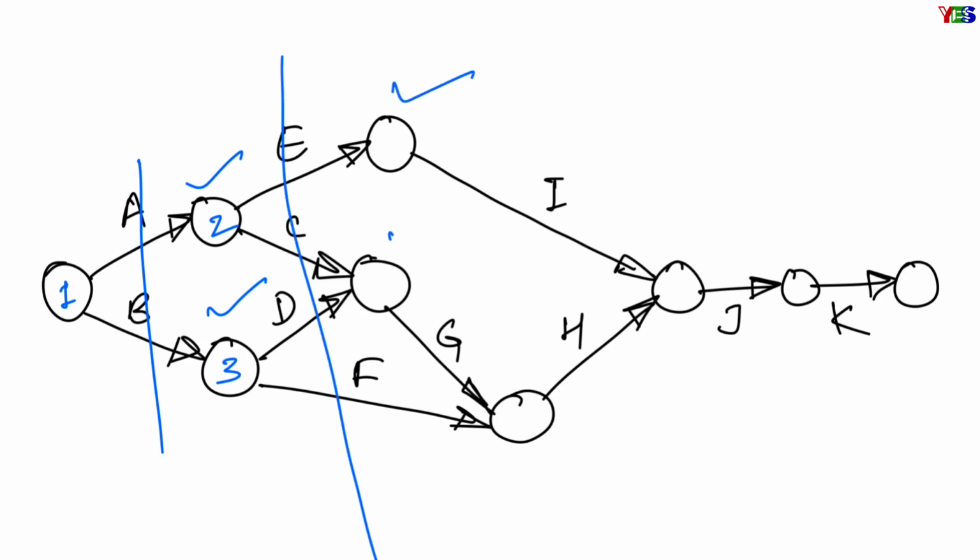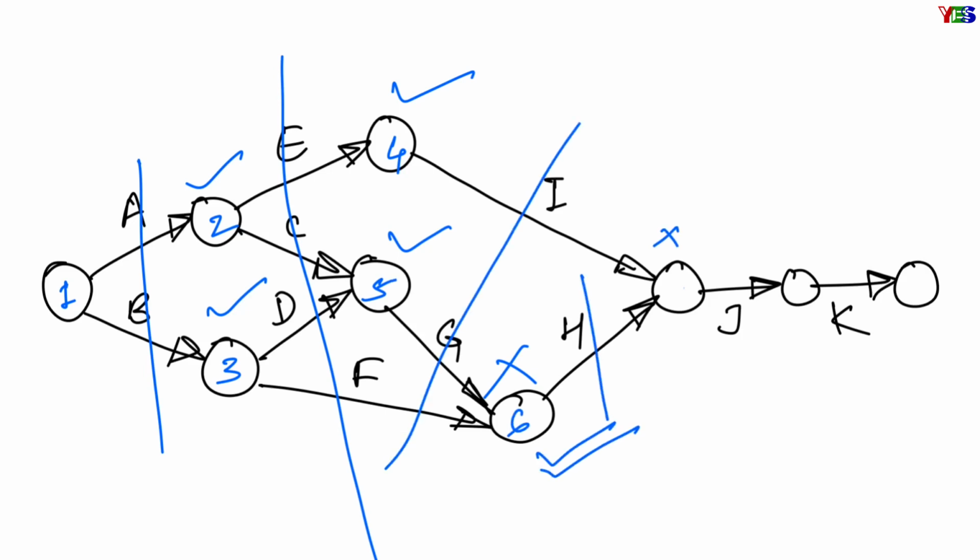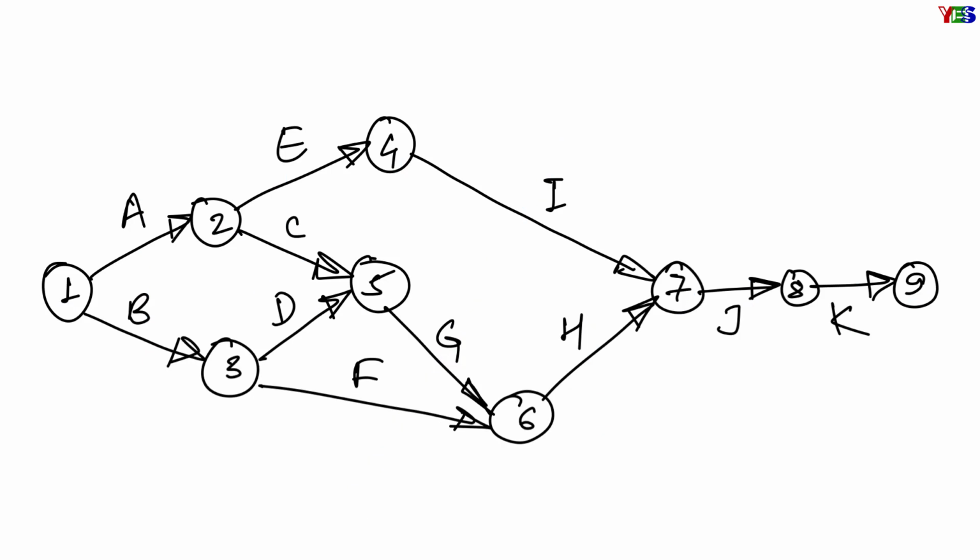Now you can see there are 2 events not having any activity before them. So next give them numbers 4 and 5 and eliminate the next activities, I and G, and give the next number, and continue this process till the end, and finally you will get the network diagram with proper event numbers.